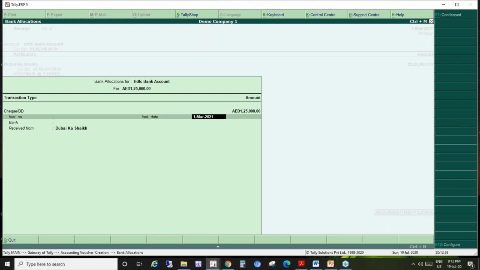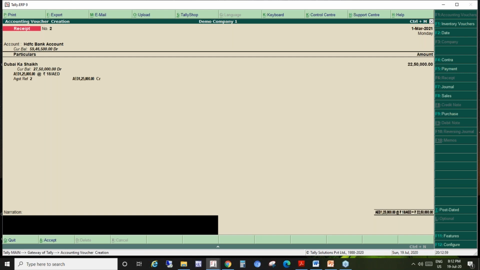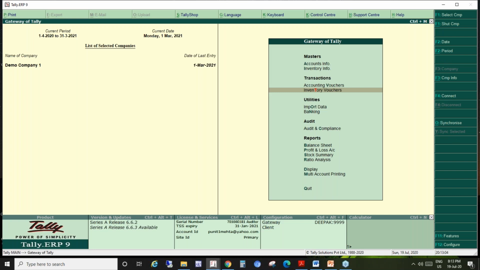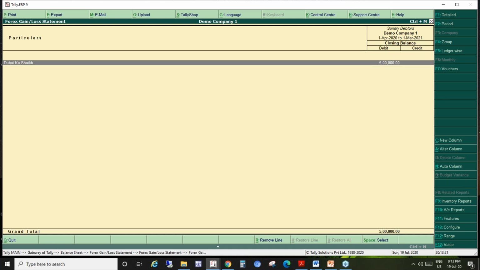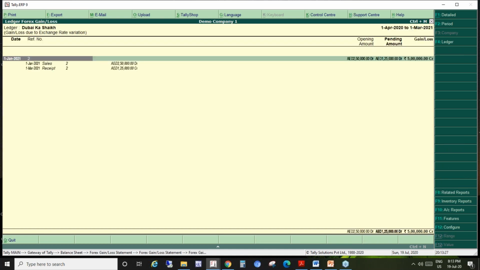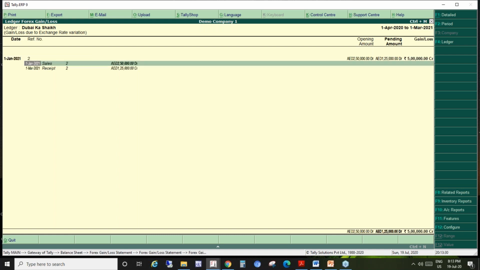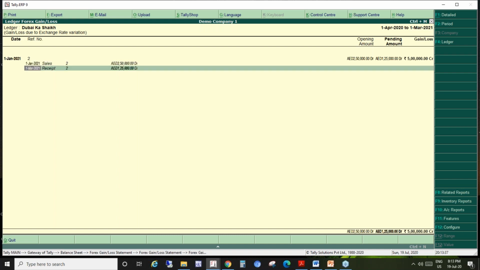Now, when I go and look at my balance sheet, it shows that the unadjusted gain/loss is 5 lakhs. How does that come? It comes because of the sundry debtor Dubai Ka Sheikh. It is showing that out of the 2,50,000 AED, 1,25,000 is received, and there is a loss of 5 lakh rupees. I hope I'm clear, Amit bhai. Why is it showing 5?